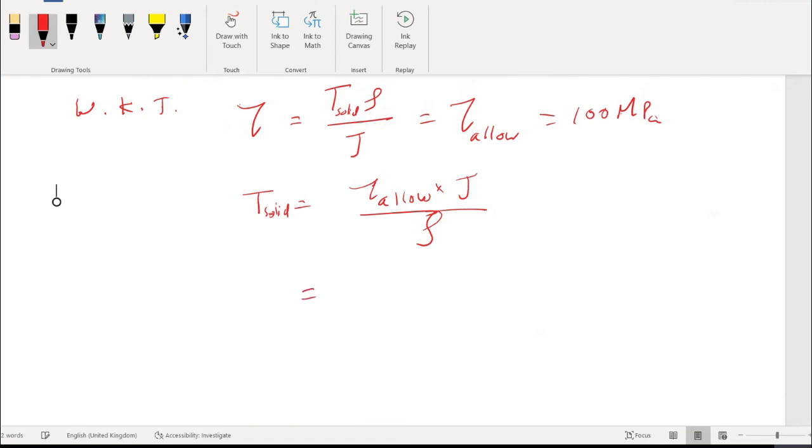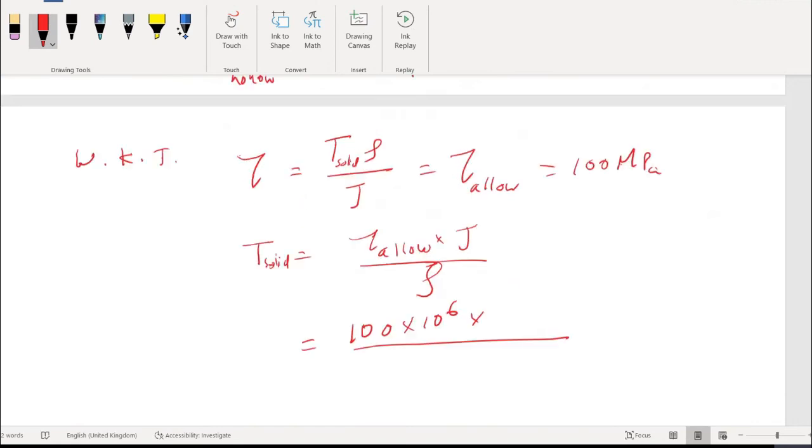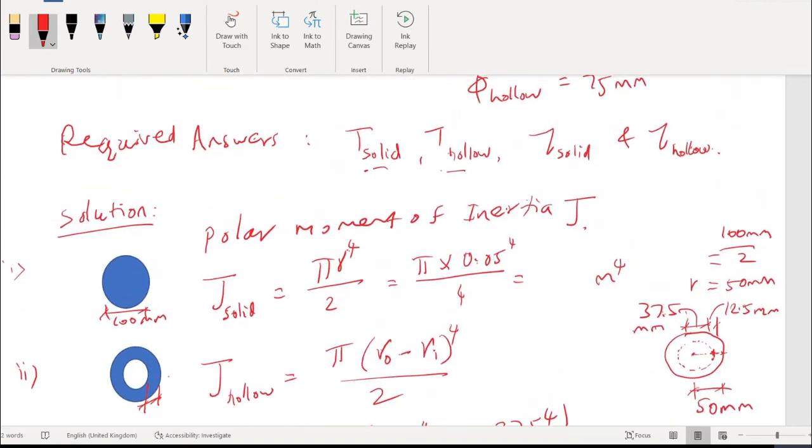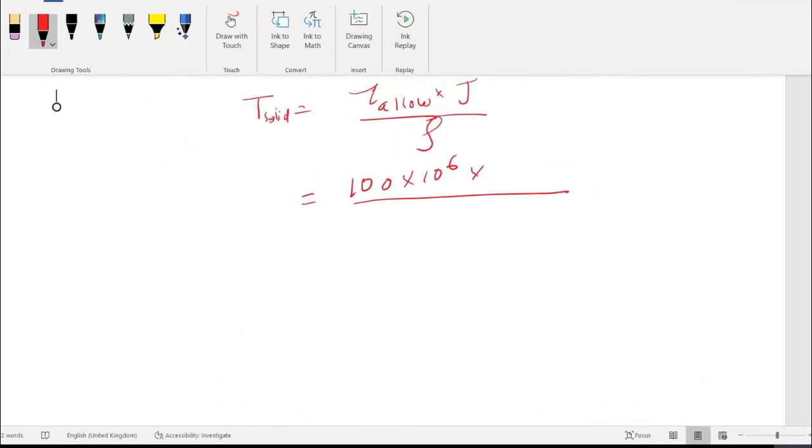Let's substitute. Tau allowable is 100 megapascal. I change it to 10 power 6. Better, you keep it in simple units so that they are uniform. J we already found. You substitute here and then divide by the value of rho. It's for solid, right? The solid diameter will be 100, and the radius 50, so the distance from the center will be 0.05. Get me the answer for solid torque.